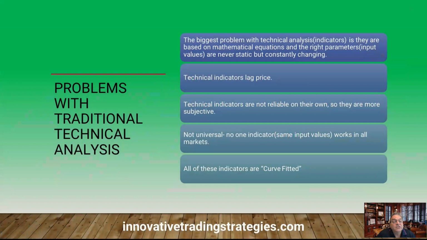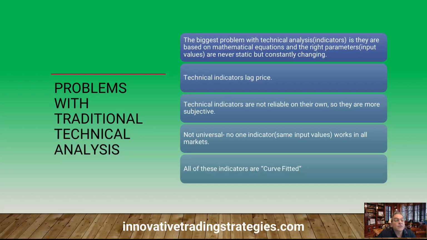So kind of touched on this a little bit. The biggest problem with traditional technical analysis, or what we call indicators, is they are based on mathematical equations, and the right parameters and input values are never static but constantly changing. And the problem with anything like that is you don't know it changed until after the fact. You don't know it's changed during the fact. You know it's changed after the fact, and by then it's too late. So that's the biggest issue that I have with indicators.